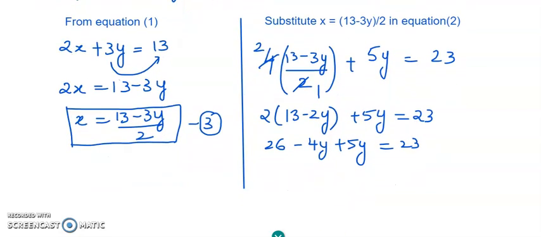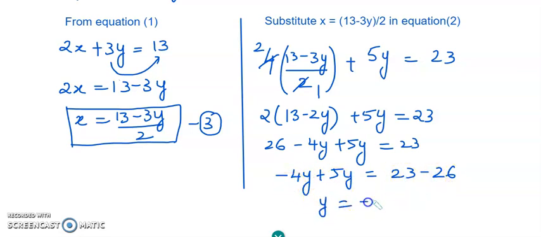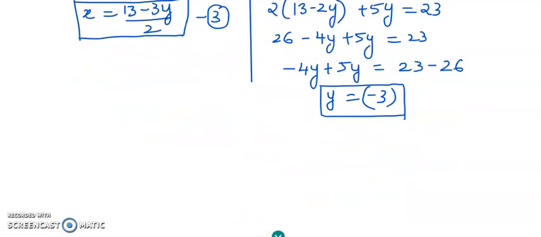Let's shift the 26 to the right side. So it will be minus 6y plus 5y, which is 23 minus 26. Now 5y minus 6y is minus y, which equals minus 3. Right? Now we are going to substitute y equals minus 3 in the x. Okay, so get an x. So x is what? 13 minus 3y divided by 2. Right? So let's substitute 13 minus 3.